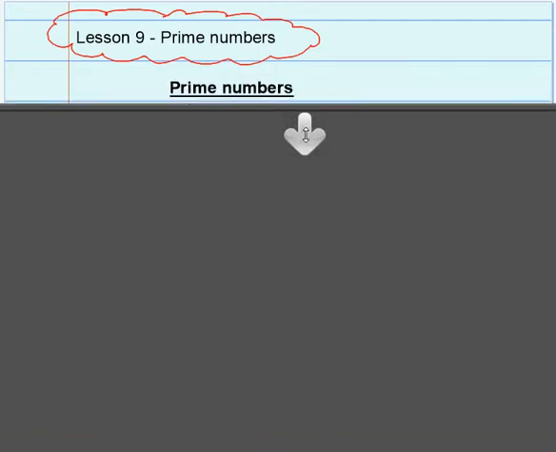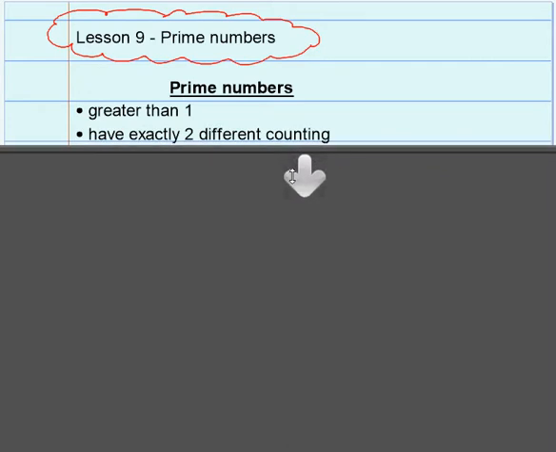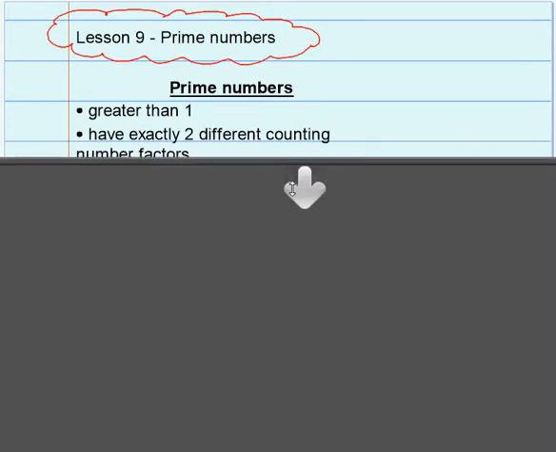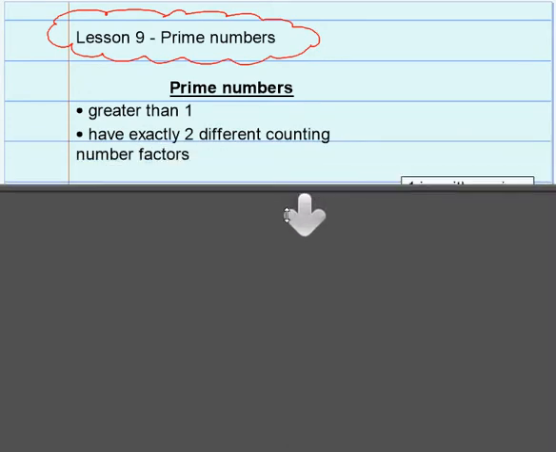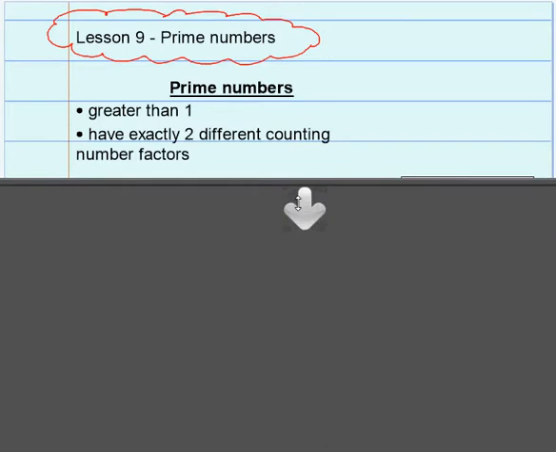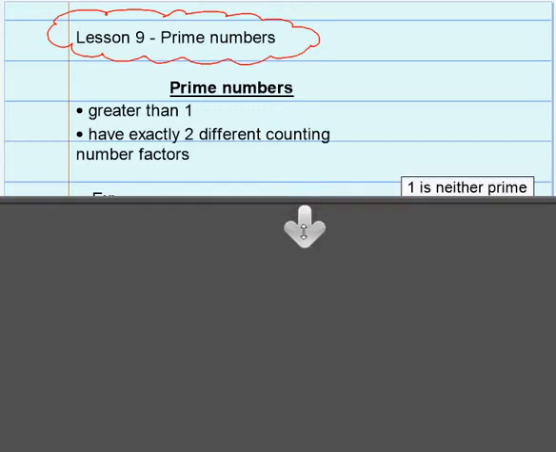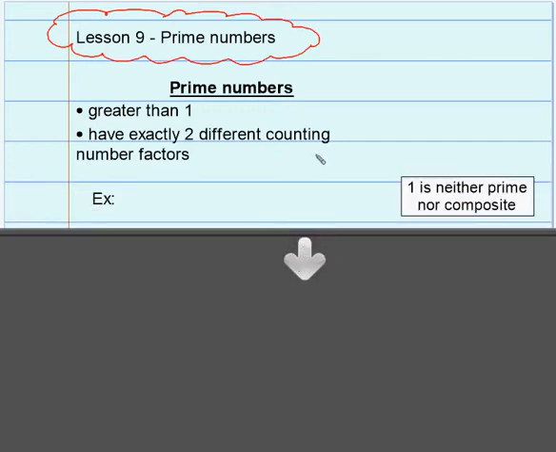Let's get going. Prime numbers, what are they? Well, they are numbers greater than 1, and they have exactly 2 different counting number factors. Okay, so remember counting numbers are 1, 2, 3, etc. So let's do a quick example. I don't know, let's do the number 17.